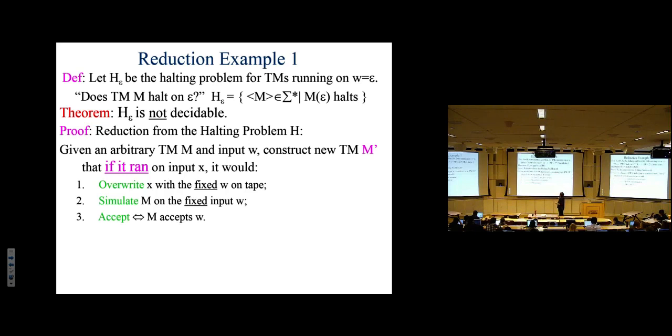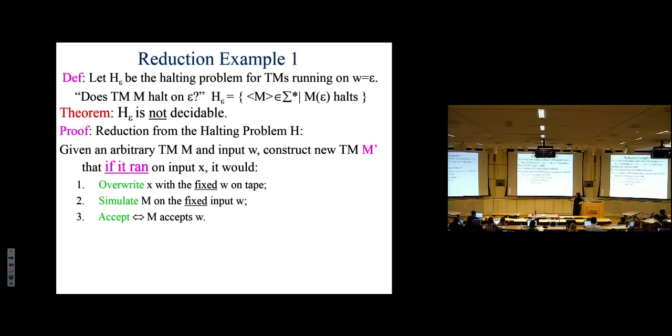It would overwrite its input with this W. That's the parameter to the original problem, right? So an arbitrary Turing machine M and an arbitrary string W come in. You construct a new machine that would have W built into its finite control. It would write that W on its tape as a string, and then simulate internally M on that string W, and then it would basically do what M does on that W.